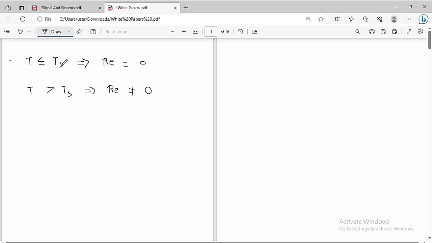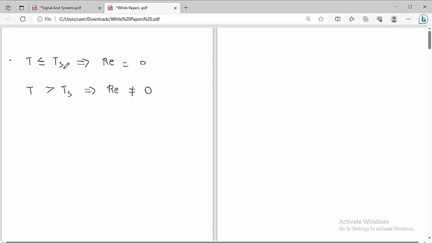So this upper limit of Ts we are going to figure out. Always do the sampling below the upper limit in order to get back the original signal from the reconstructed signal. If you go above this upper limit of Ts, then the reconstructed signal is not at all equal to the original signal. That is the reason we are going to figure out this upper limit of Ts, the sampling interval.